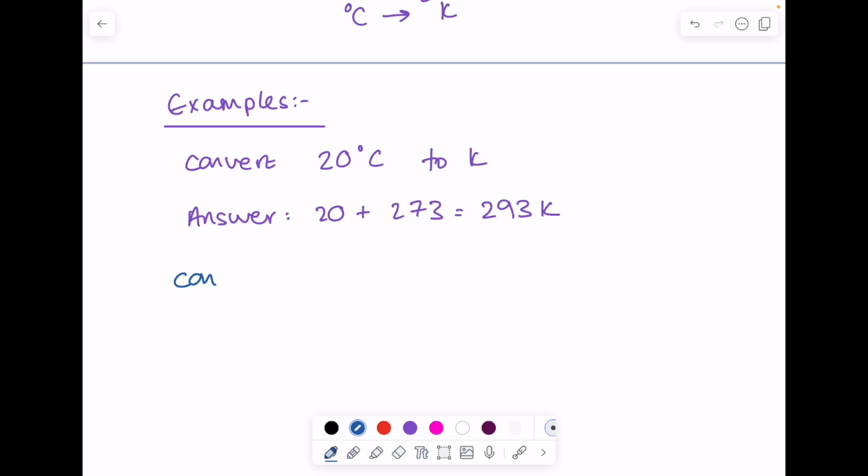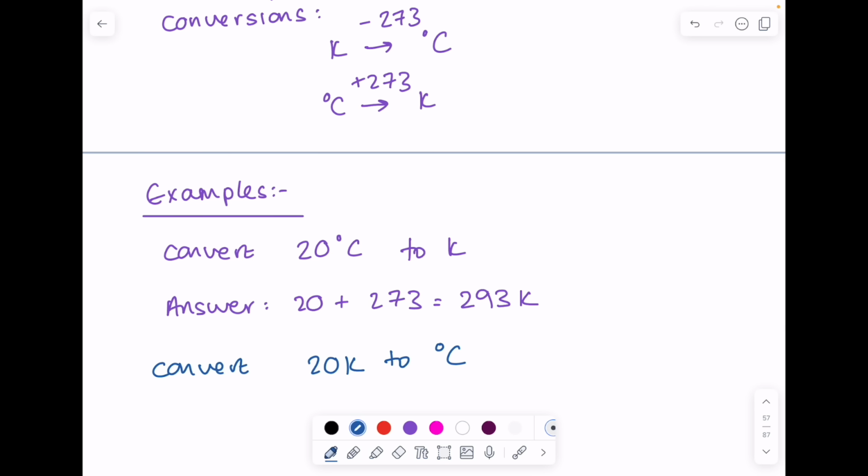Let's take a second example. Convert 20 Kelvin to degrees Celsius. What do we need to do? We need to minus 273.